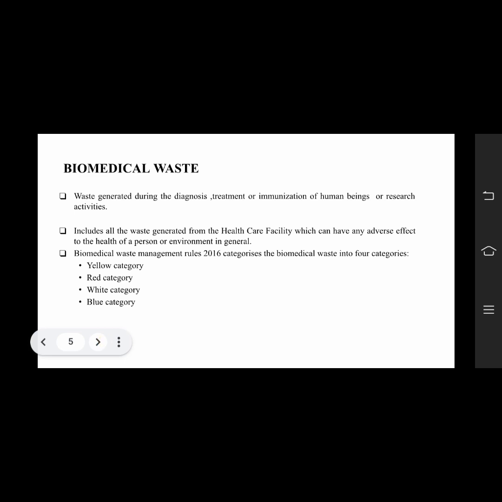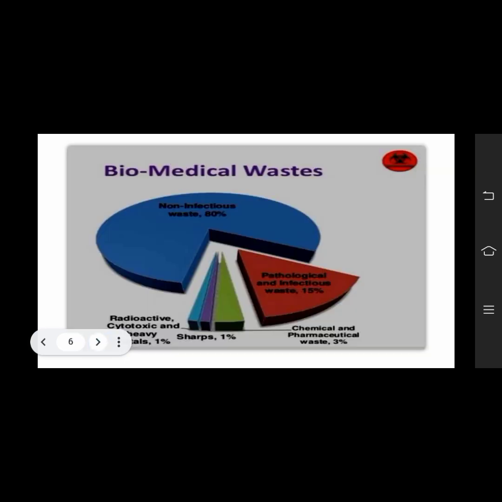So now coming to the distribution of biomedical waste, we have the non-infectious waste, which is 80%. We have the pathological waste, which is 15%. Then we also have the sharp waste, the chemical waste, the radioactive or cytotoxic or heavy metals waste. All these come under 1%. So as we can see in this figure, the non-infectious waste is more than the infectious waste.